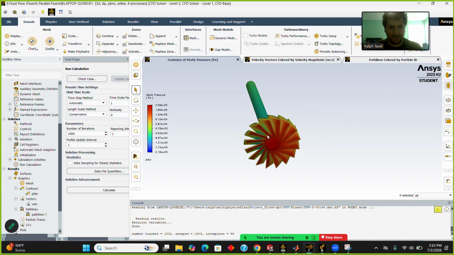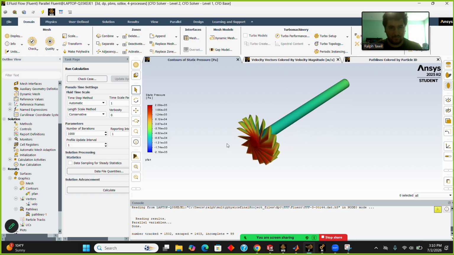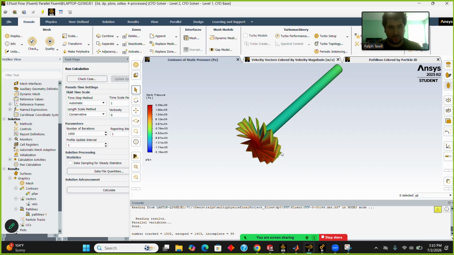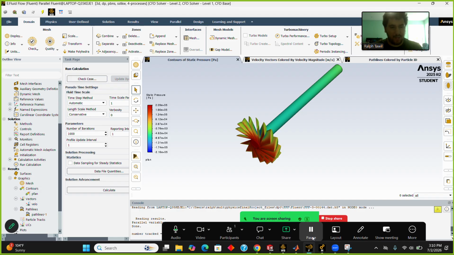You can see how the pressure is higher on the front facing of the blades than the back facing. That should provide the torque that ends up causing the fan to do its job.